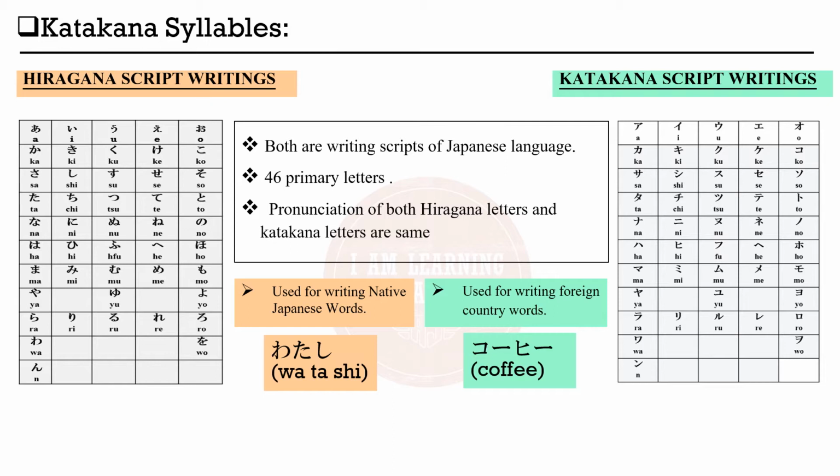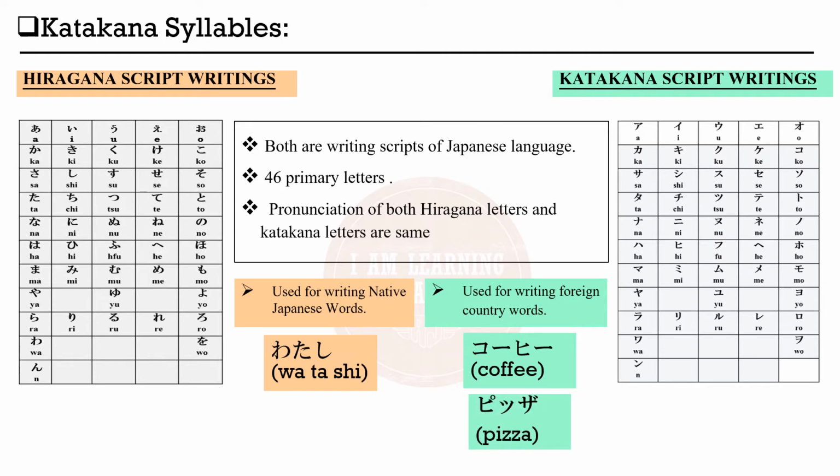In the same way, the word coffee originated from foreign countries and not from Japan. So, to write the word coffee, we use katakana letters. Please make a note that we can even write coffee with hiragana letters, since the pronunciations are the same, but that is not the standard way. For more clarity, let us see one more example.